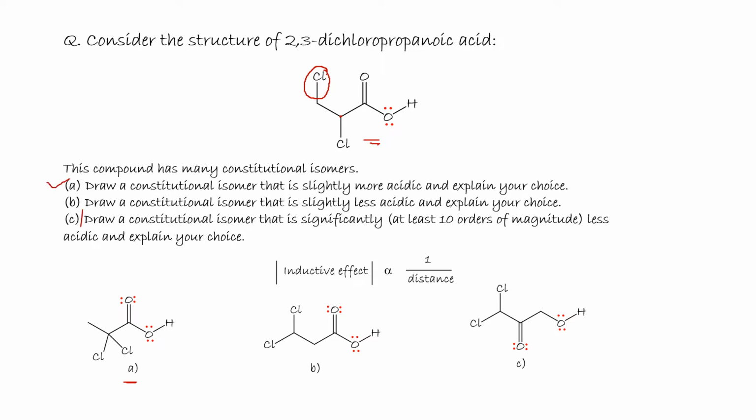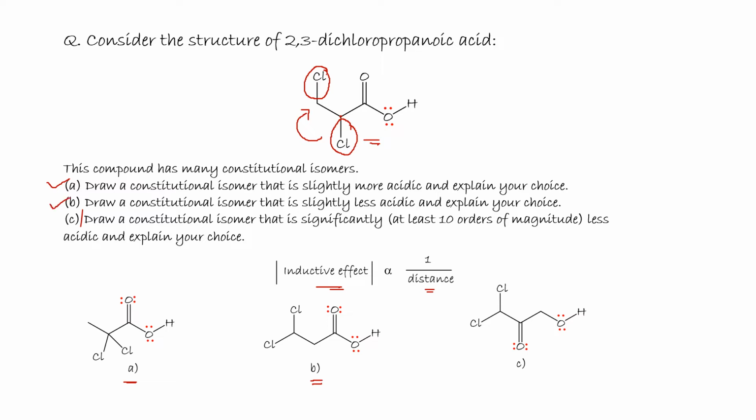Draw a constitutional isomer that is slightly less acidic. Less acidic means that we take the alpha Cl and put it on the beta, a little bit farther away. Since the inductive effect is inversely proportional to the distance, we get this one.